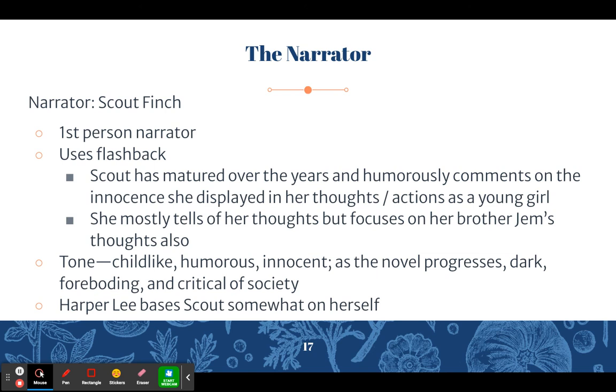Harper Lee bases Scout somewhat on herself. Scout's father is an attorney. Harper Lee's father was an attorney. Harper Lee also grew up in a small town in Alabama. So there's definitely something of Harper Lee in Scout.